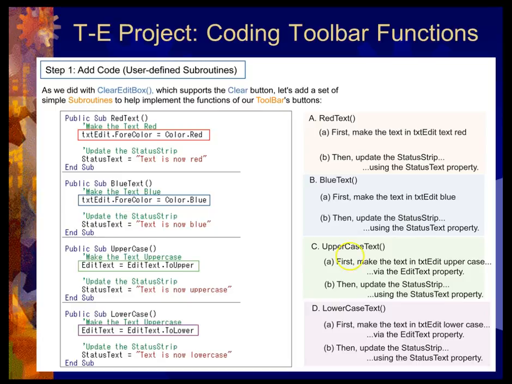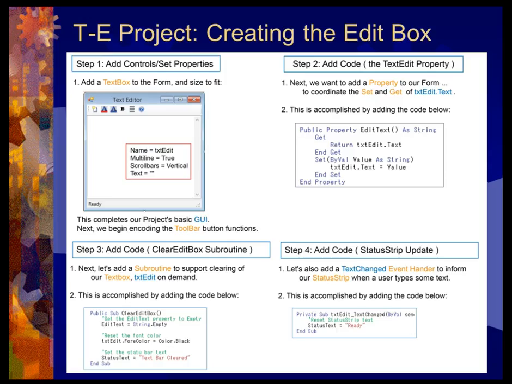Now, how are we going to get that clear button to work? Because what have we done so far? We have this subroutine called clear edit box, which clears the box, but we didn't run it yet. We haven't run this subroutine. We just wrote it. We just defined it, right? But we didn't use it yet.